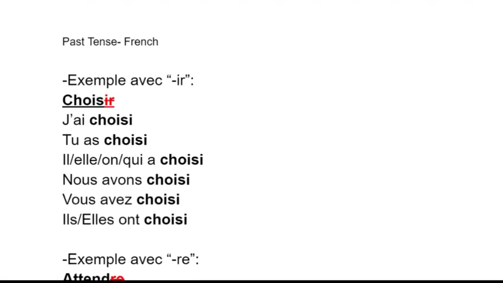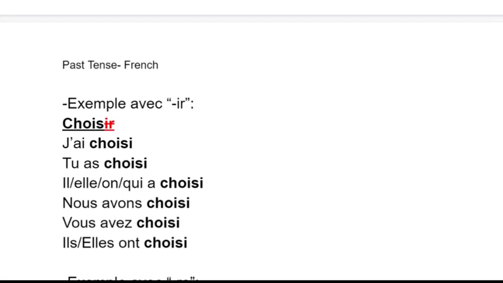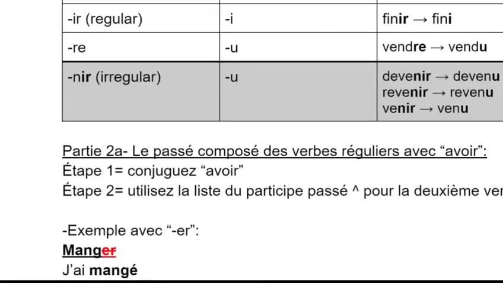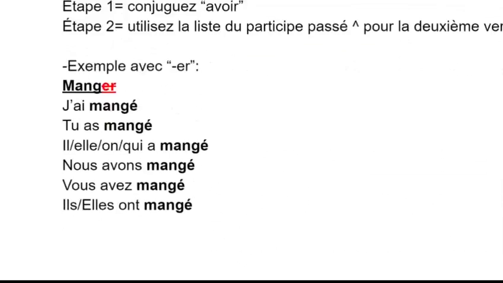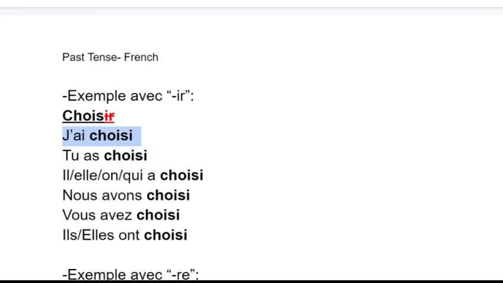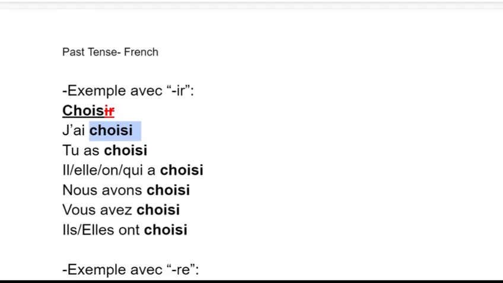Let's try another example with IR, such as choisir. You're going to take out the IR and replace it with an I. So j'ai choisi, tu as choisi, il, elle, on a choisi, nous avons choisi, vous avez choisi, ils, elles ont choisi. Again, it's composed of two verbs. The first one would be a conjugated avoir for each subject pronoun, and the other would be the past participle of the verb you want to use in that sentence, in this case, choisi.